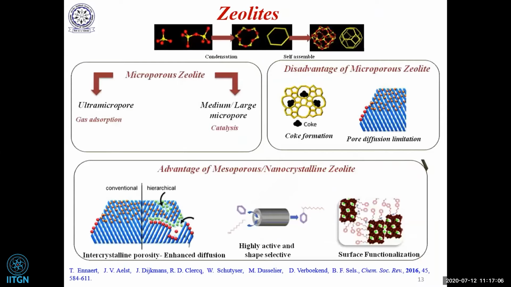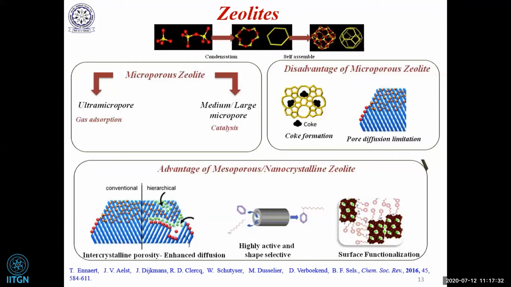So if zeolite is so important, then our job should be very easy, but there are certain disadvantages. The disadvantage of zeolites is that they have either ultra micropores or medium and large pores. They are good for gas adsorption and catalysis. But when we are dealing with molecules which are a little larger than the pore size, then coke formation and zeolite deactivation take place. So how do we overcome this problem?